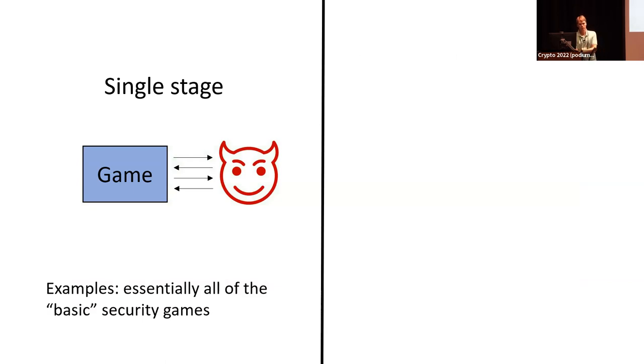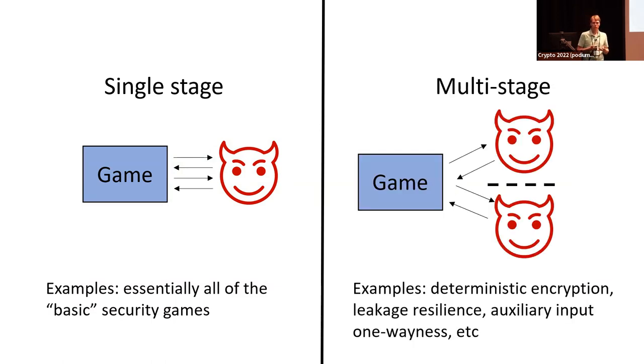There is a caveat that seems to have gone unnoticed until now, though, which is that the Jaeger-Schwenk equivalence only applies in what are called single-stage games. These are most of the games we're familiar with in cryptography: the security of signatures, the security of encryption, CCA, CPA, basically all of the classic security games. But there's another type of game called multi-stage games, where you have multiple adversaries each interacting with the game, but the adversaries are not allowed to interact with each other except as regulated by the game. Some examples are deterministic encryption, where the distribution of messages is modeled as an adversary; leakage resilience, where the leakage function is modeled as an adversary; or one-wayness against auxiliary inputs, where the distribution on inputs is modeled as another adversary. So these are the more exotic games that we call multi-stage games. And it turns out that the Jaeger-Schwenk equivalence does not apply to these.